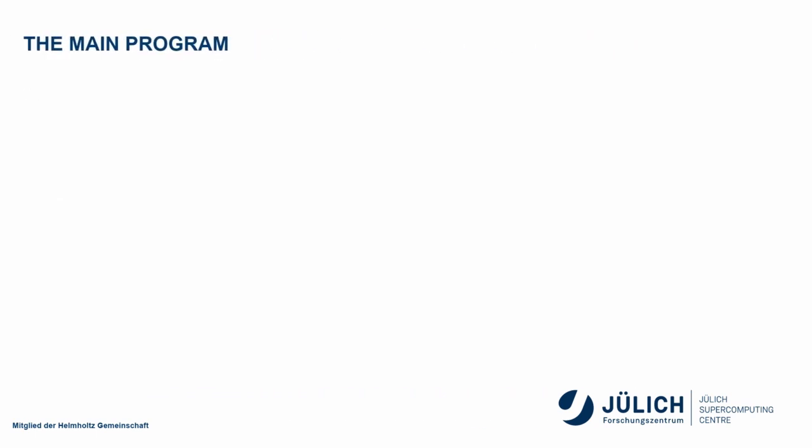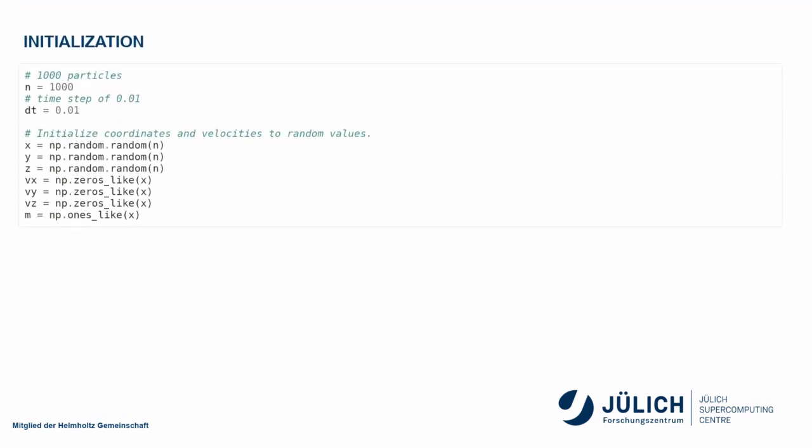Our main program sets up a number of particles, in this case 1,000. Here I'm just using random.random, which generates a uniform set of random numbers between 0 and 1 for x, y, and z positions. vx, vy, vz are the velocities, and my starting velocities here are all 0. And I set the mass of my particles just to 1. So we have 1,000 particles of mass 1 somewhere scattered in space.